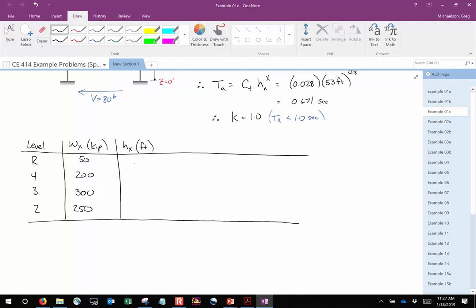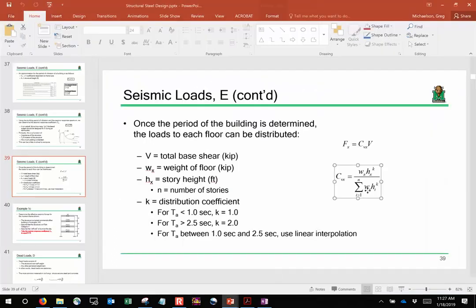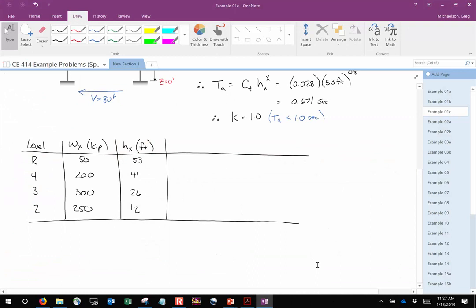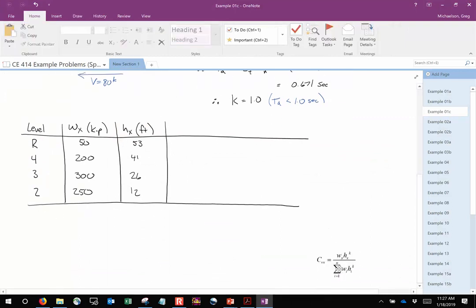So it's the same thing here. This is going to be 53. This is going to be 41. This is going to be 26. This is going to be 12. Okay. All right, sound good? So the next thing I'm going to have you compute, just so everybody's aware, what we're going off of is this equation right here. Okay, so this is the equation that we're going off of.